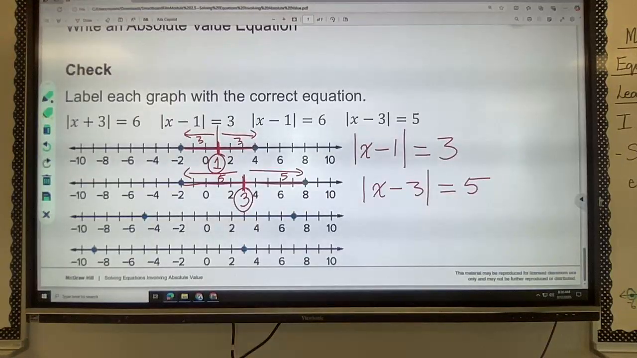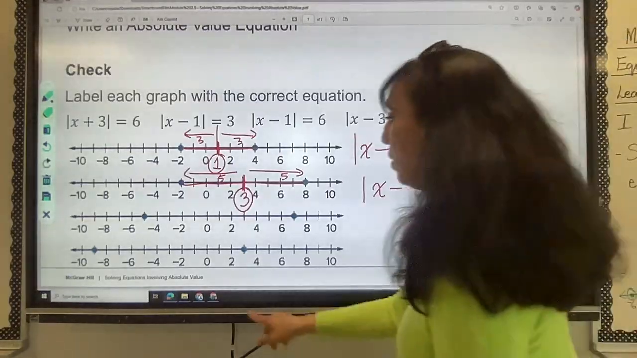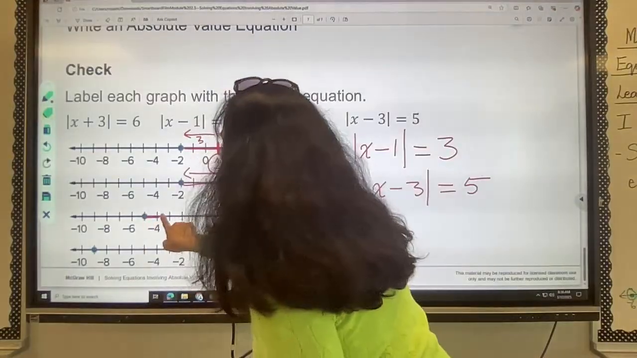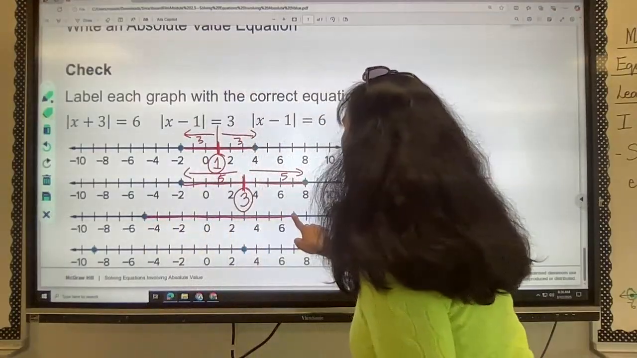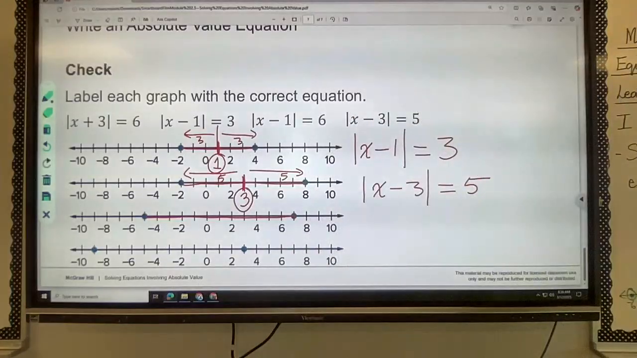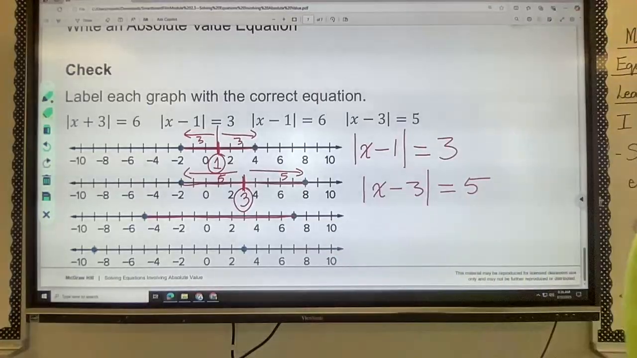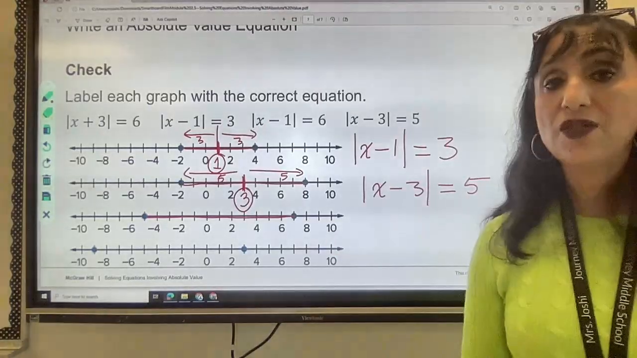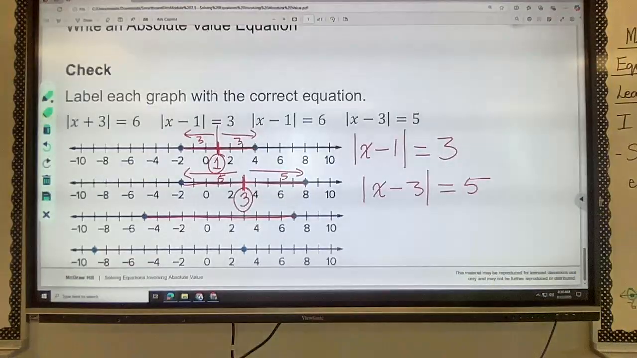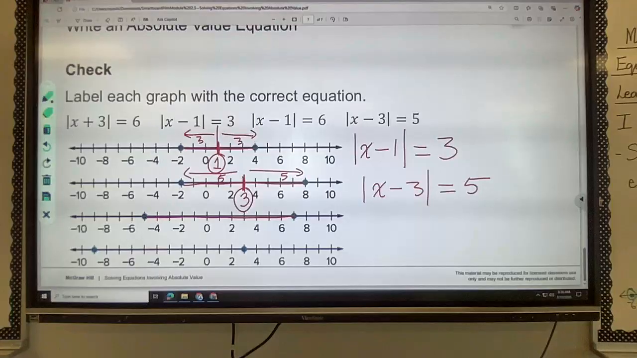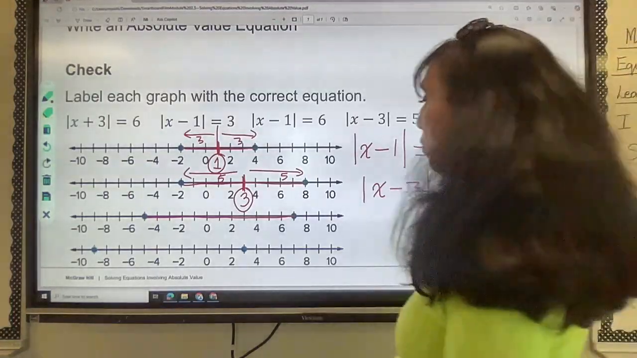All right, now let's look at the next one. And in the next one, it's going from -5 all the way to 7. Okay, so if I'm going from -5 to 7, so we have the absolute value of 7 plus the absolute value of -5. So what is that total amount? This total distance is 12.